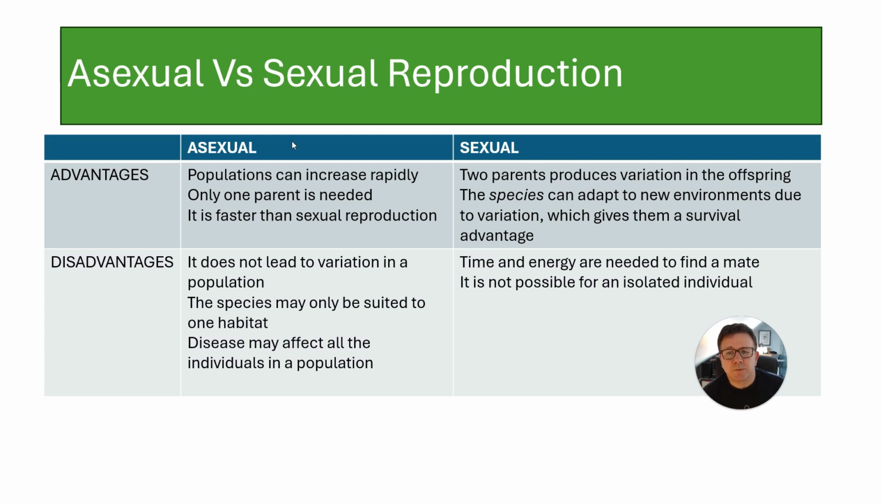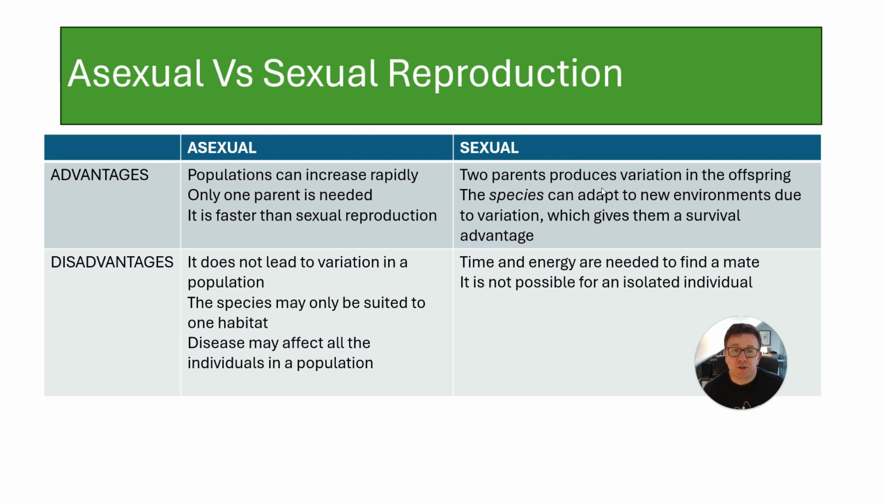Okay, so asexual is one parent, so it's faster. Populations can increase rapidly, but the disadvantages, it does not lead to variations. There's no variation, so one disease could come along and kill all of the population, and they're only suited to one habitat as well. They can't adapt.